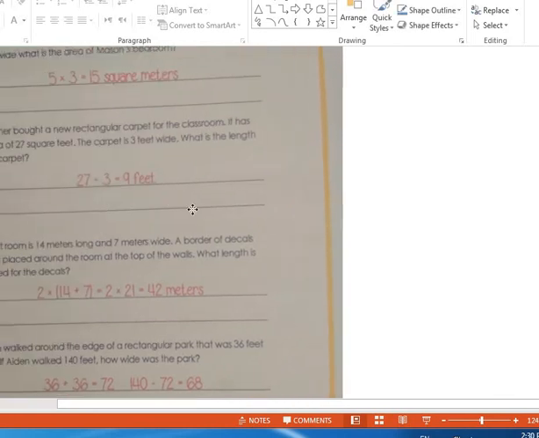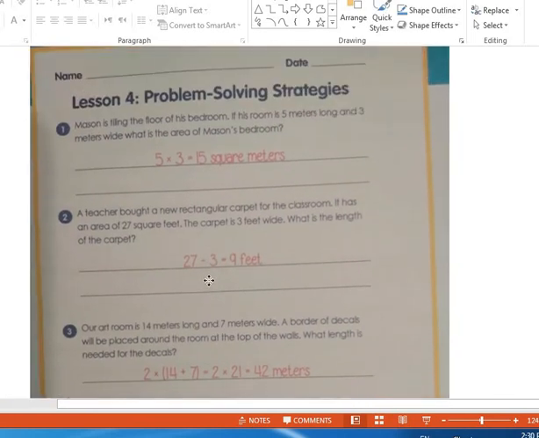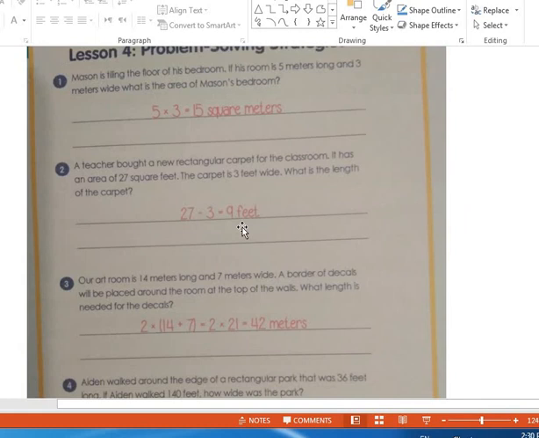Okay, the practice book. Mason is tiling the floor of his bedroom. If his room is 5 meters long and 3 meters wide, what's the area of Mason's bedroom? Area equals length times width, very easy.